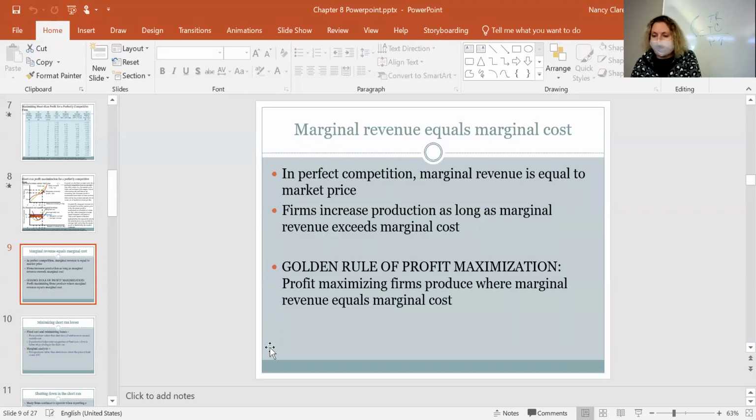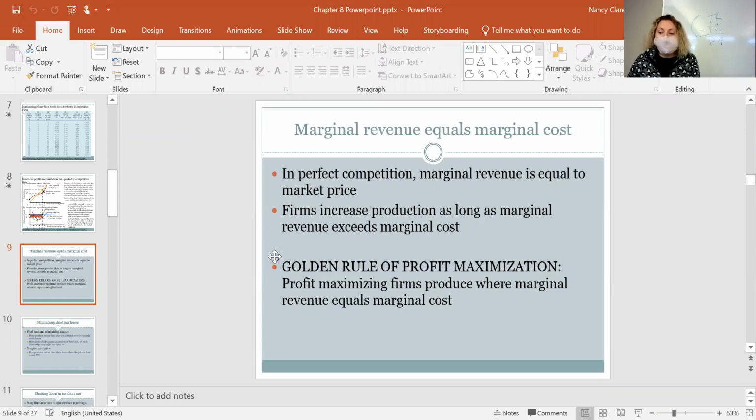If you look down here at the bottom at this golden rule of profit maximization, there's probably no more important thing to memorize in this entire class as a whole than this right here. It is the golden rule. It always holds true. No matter what market structure we're talking about, right? No matter what the numbers look like, this is true.